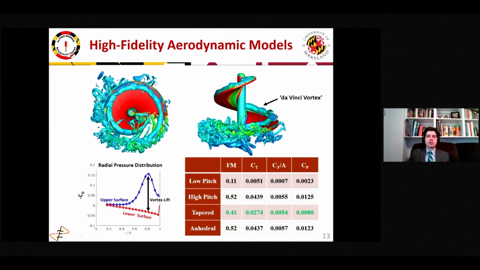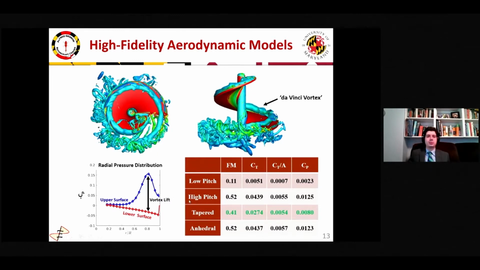Plotting the pressure along the surface, we see minimal pressure difference between the upper and lower surfaces without this vortex, but in the presence of the vortex, a very large area of negative pressure on the upper surface, and therefore significant lift.